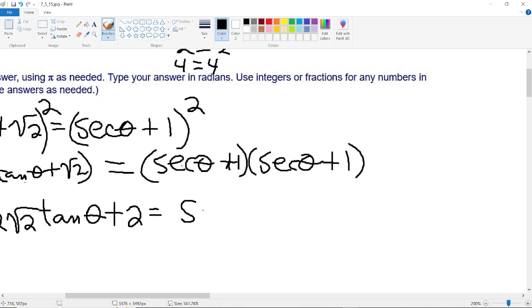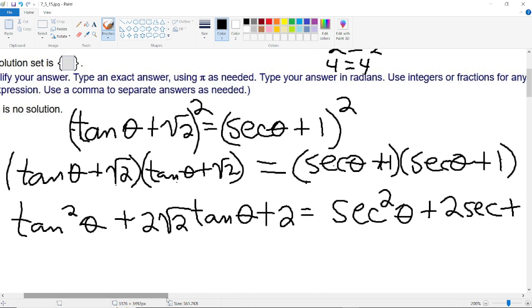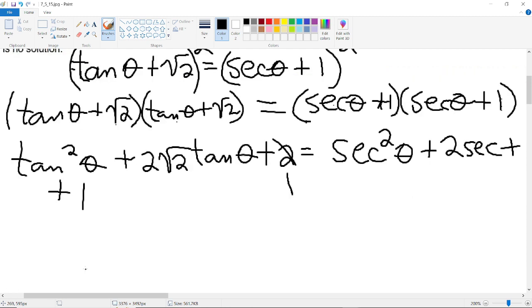Secant times secant is secant squared. Plus 1 times the secant, inside, outside, so plus 2 times secant. And then 1 times 1 is 1. Now I know that tangent squared theta plus 1 equals secant squared theta. So I'm going to take this 2 and make it a 1 over here, and put the other one over here, just move it around so I can see it together. Tangent squared theta plus 1 is secant squared theta, plus 2 square root of 2 tan theta.